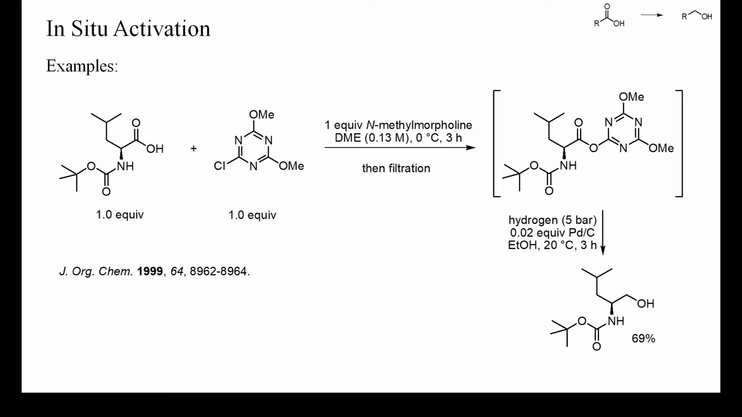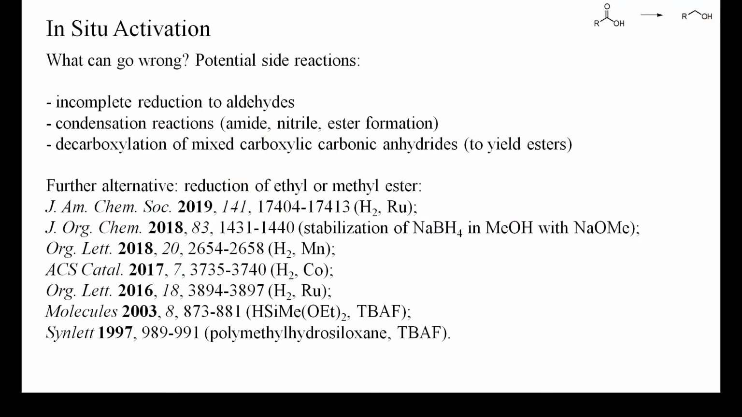In this example, activation was again achieved by treatment with a cyanuric acid derivative. The resulting intermediate was, however, reduced by catalytic hydrogenation with palladium on charcoal. Despite conducting this reaction in ethanol, no ethyl ester formation occurred. So what can go wrong?